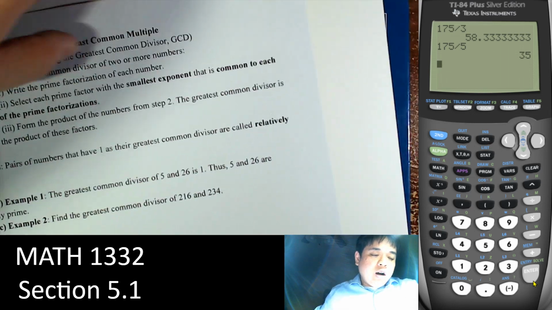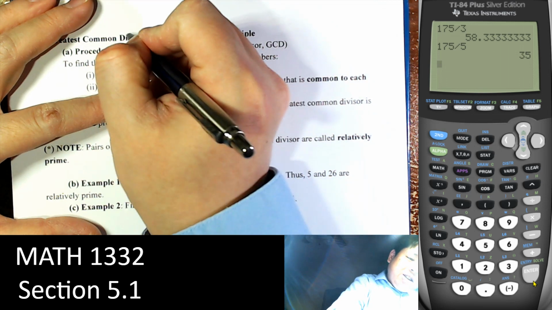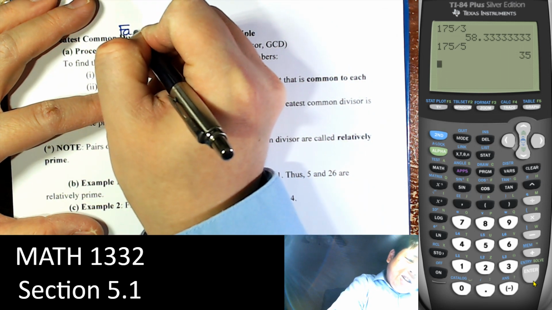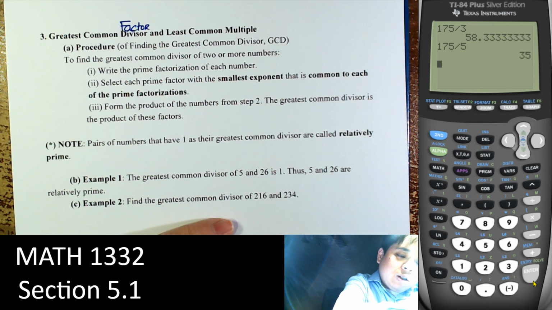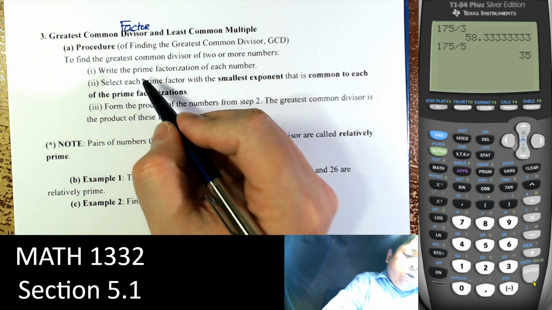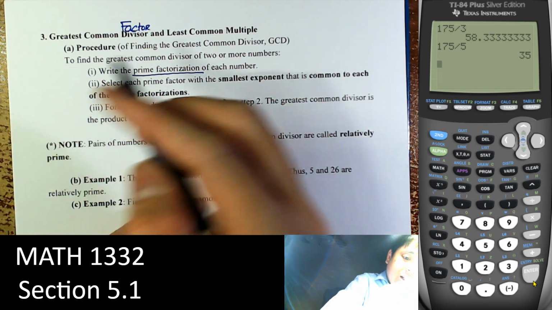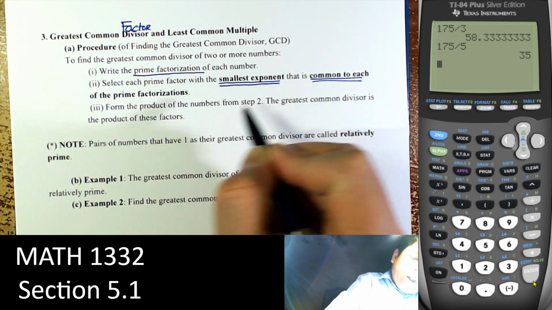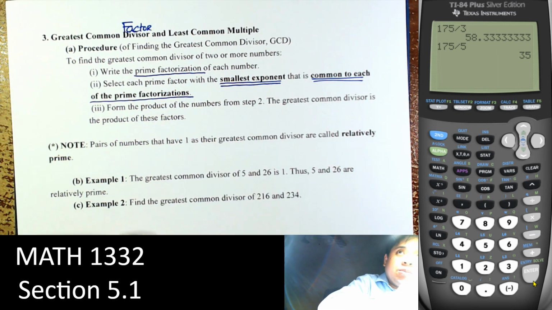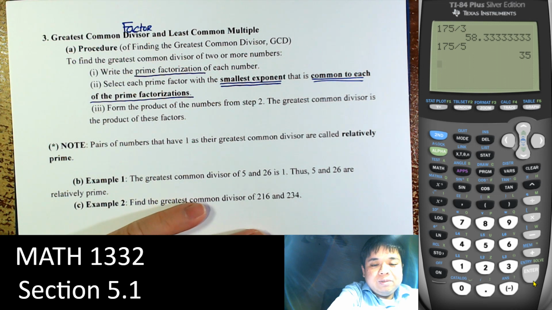Next we have greatest common divisor, or some books call the greatest common factor. To find the greatest common divisor of two or more numbers, first find the prime factorization of every number. That's easy. Next, select the prime factor with the smallest exponent common to each of the prime factorizations. So you choose the common factor to the least power, right?